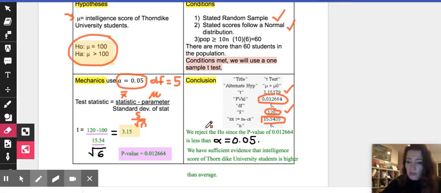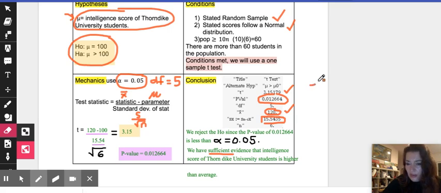So we will say we reject the null since the p-value of 0.012664 is less than alpha 0.05. We have sufficient evidence that intelligence score of Thorndike University students is higher than average. I basically restate what we stated in the hypothesis. So we rejected the null and we went with the alternative.